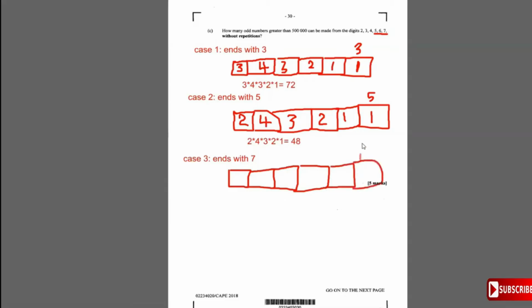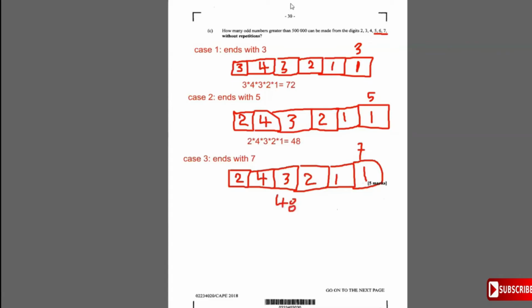And then finally, as you call it, case 3. Case 3 is going to be the case where the number ends with a 7. If the number ends with a 7, then right here it can't be 7, it has to be 5 or 6. So there's only one way for the ending, then it has to start with 5 or 6, so that is 2. And then how many numbers left back? 4, 3, 2, 1. So again, this is going to be 48.